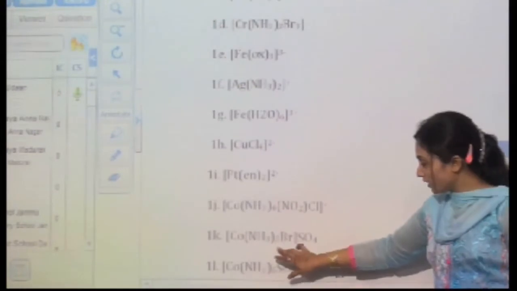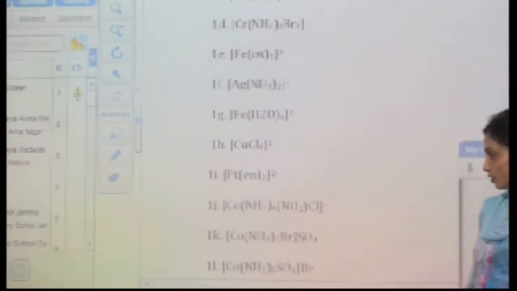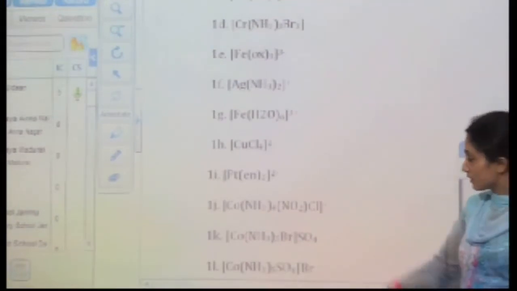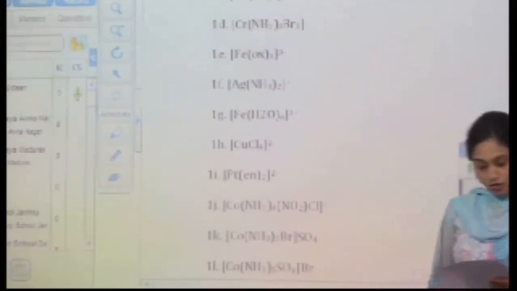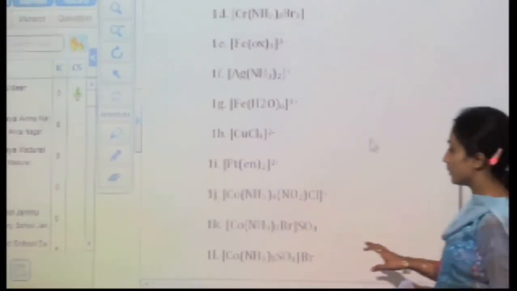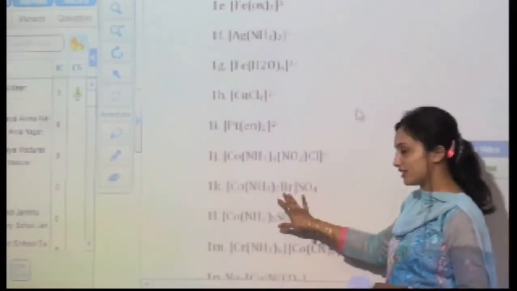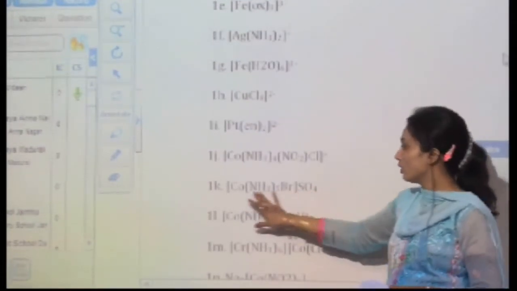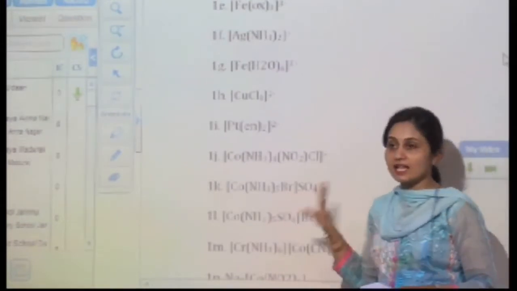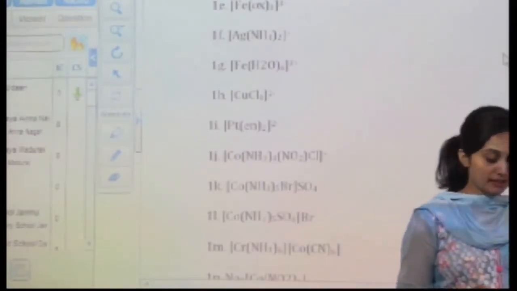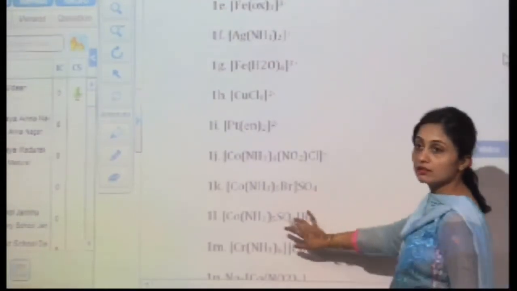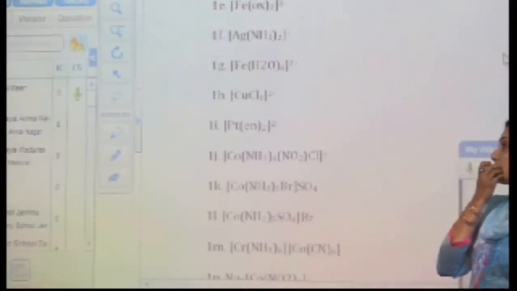Now we are on the next problem. Co(NH3)5 Br SO4. Till Br it is in the coordination sphere, then you have SO4 outside. So please name it. 1, 2, 3 start. Pentaamine bromido cobalt 3 sulfate. Alright. Pentaamine bromido cobalt 3 sulfate. Done? Move on to the next question quickly then.